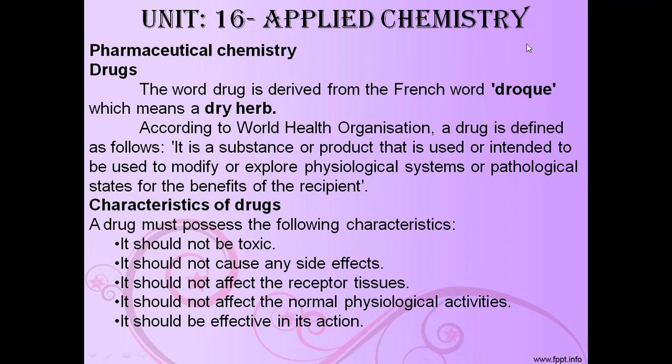So what are the characteristics of drugs? It should not be toxic. Already we know that plastic produces toxins, but drugs are not toxic. It should not cause any side effects. It should not affect the receptor tissues. It should not affect the normal physiological activities. It should be effective in its action. So these are the characteristics of drugs.